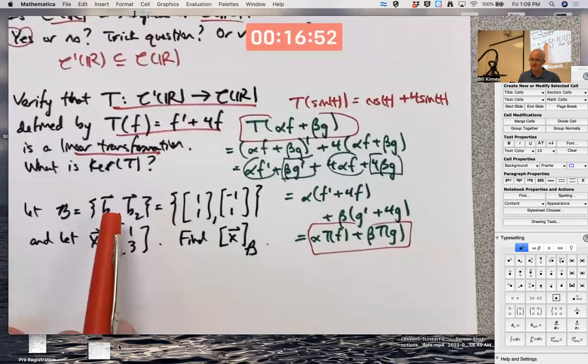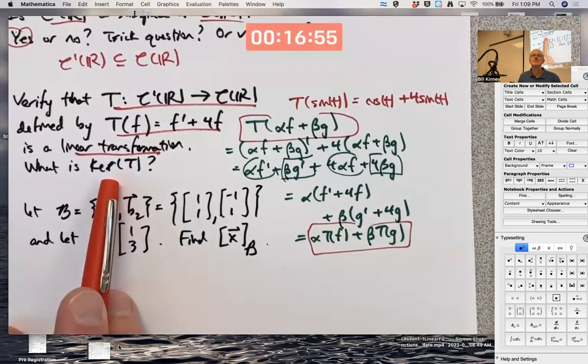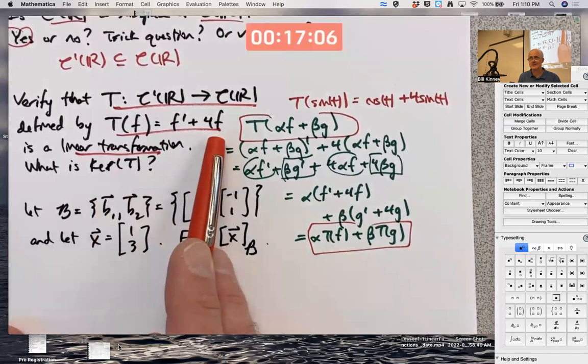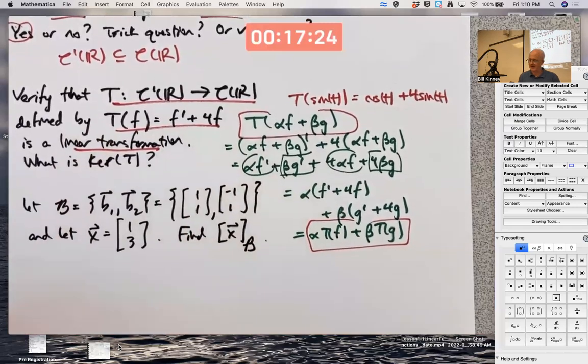What's the kernel? All functions of the form, what? You're solving a differential equation to find the kernel, setting that equal to 0. The answer involves e. If you guess something involving e, you're right. Well, you might be right. It's e to the negative 4t times an arbitrary constant.